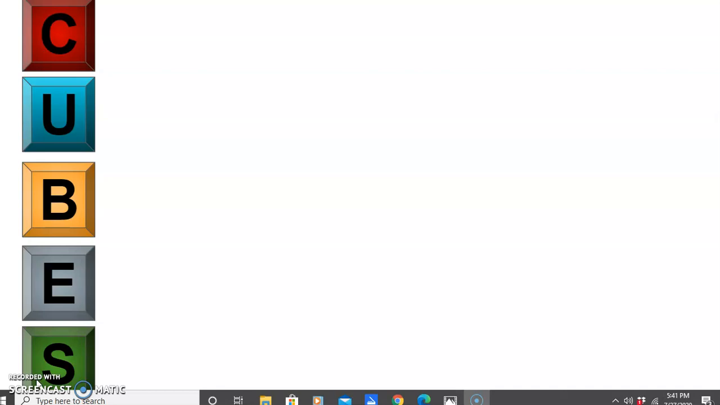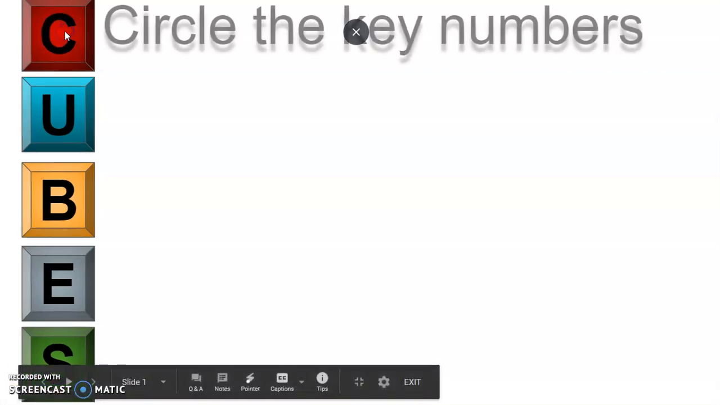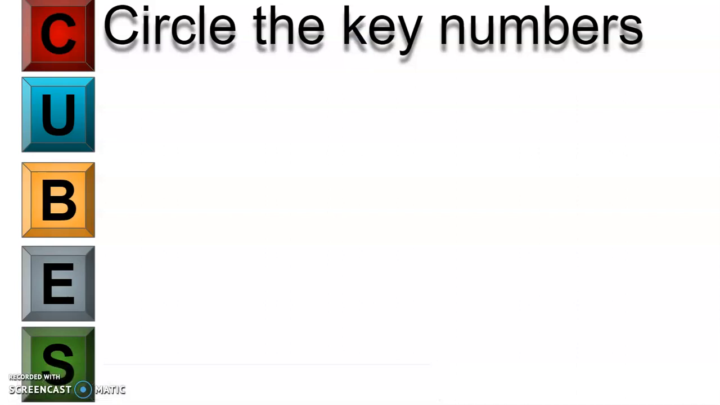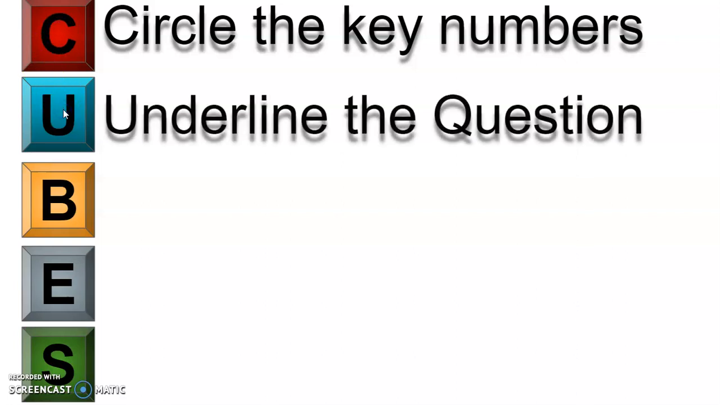Okay? So this strategy is called CUBES. C here stands for circle the key numbers. So whenever you see numbers in the problem, just go ahead and circle them. If the numbers are in word form, just write the number form on top of the words. This will avoid a lot of confusion. U: Underline the question. Whenever you see the question in the problem, reread the question and then underline it. Understand what the question is asking you to do.